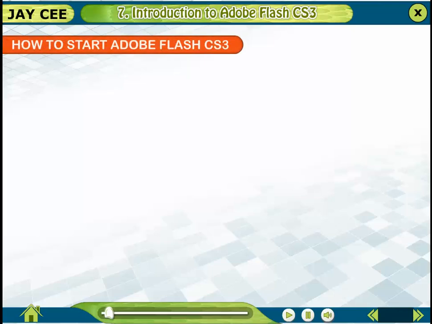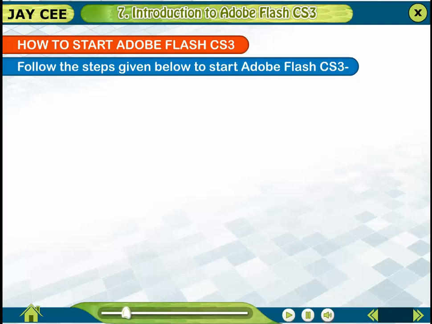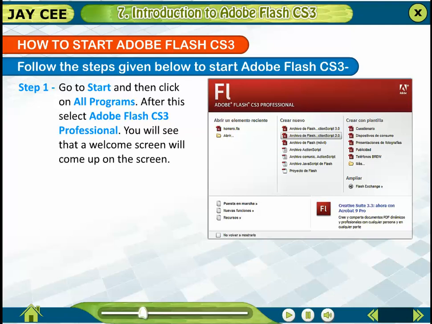How to start Adobe Flash CS3. Follow the steps given below to start Adobe Flash CS3. Step 1. Go to Start and then click on All Programs. After this, select Adobe Flash CS3 Professional. You will see that a welcome screen will come up on the screen.